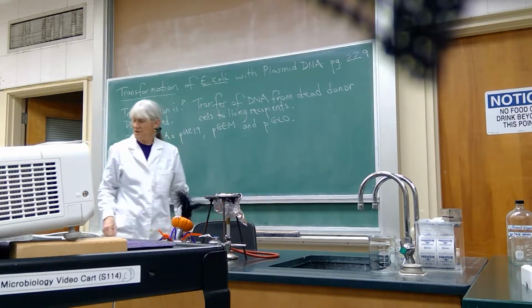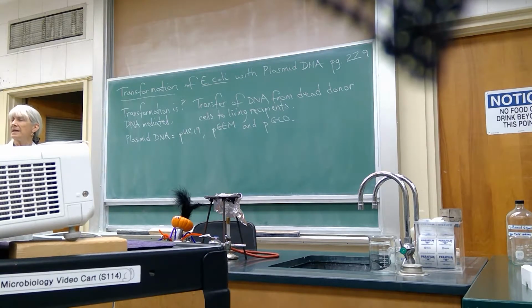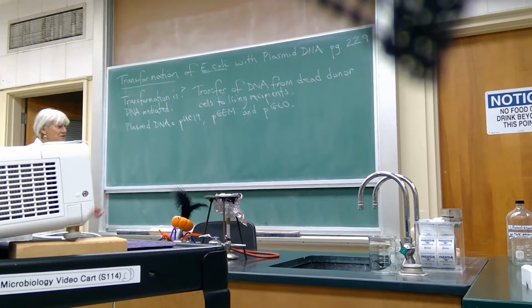Now there's some information in the lab syllabus on page 229 that talks about the operon relating to arabinose utilization. I think this will make more sense when we actually have data to look at, so I'm not going to talk about that right now. We're going to just get started on our transformation exercise.